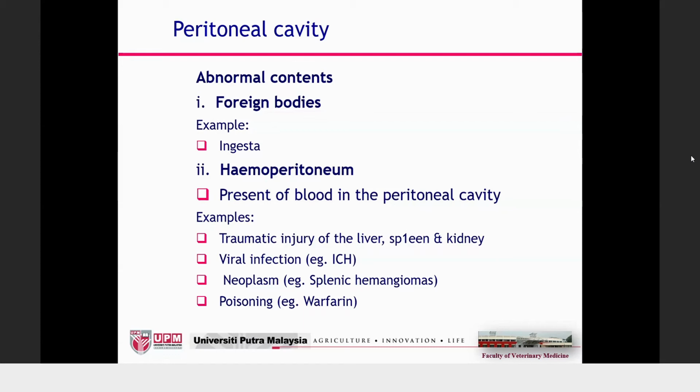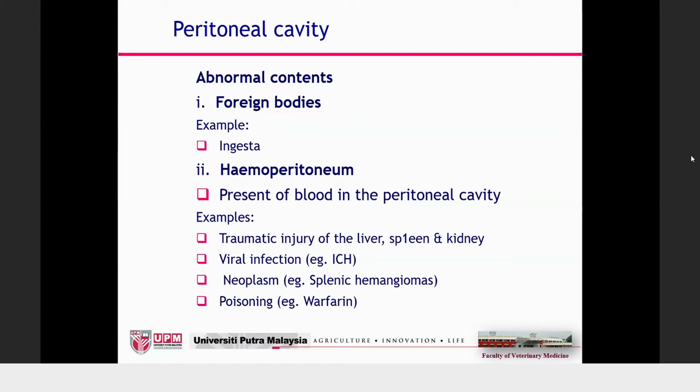Again, it's very important for us to differentiate between hemoperitoneum, which is a lesion, and a postmortem change where there is presence of blood in the peritoneal cavity. The key point again is to see response to injury. In many instances, this hemoperitoneum might occur as a result of a liver, spleen, or even kidney injury. Of course, in our case, quite commonly it is liver injury.